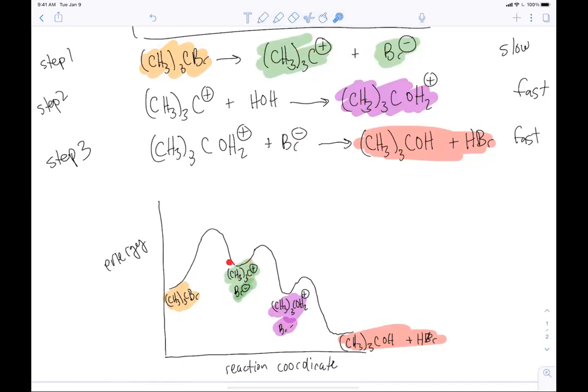So intermediates are these local minima, right? And then this is the global minimum. The lowest trough down here ends up being the product. And along the way, we have these three different transition states.